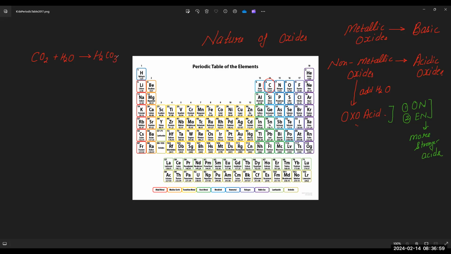H2CO3. This is an oxo acid. It's called carbonic acid. Carbonic acid. Right?